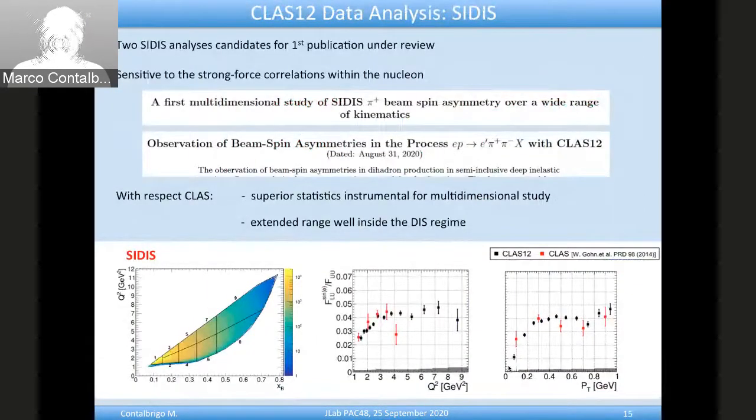The experiment works properly. The reconstruction programs were realized in the last couple of years, and a sizable fraction of the data was produced in order to allow analysis. And now we are in the final review stage of two semi-inclusive analyses, one on the single hadron, one on the dihadron, so proving the capability of the experiment to study what is proposed by this run group. And in the bottom, you see an example that highlights how the CLAS12 data are superior with respect to the CLAS at 6 GeV and enter and extend inside the DIS regime in Q-square.